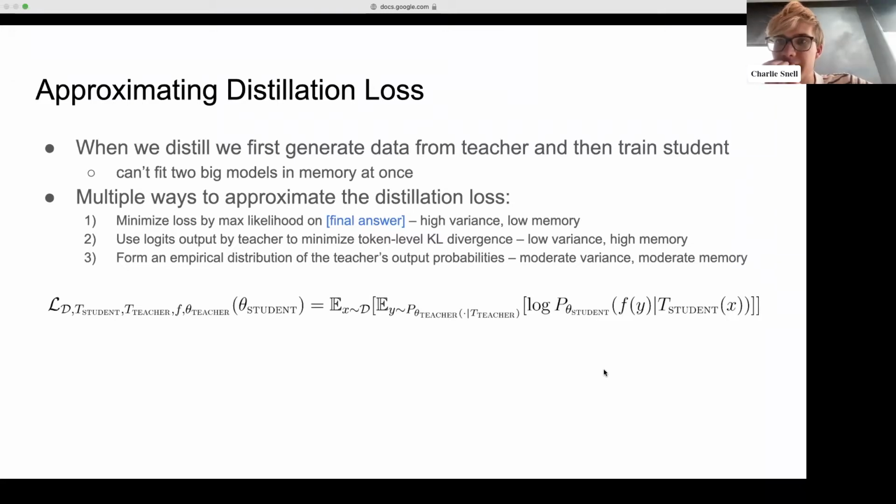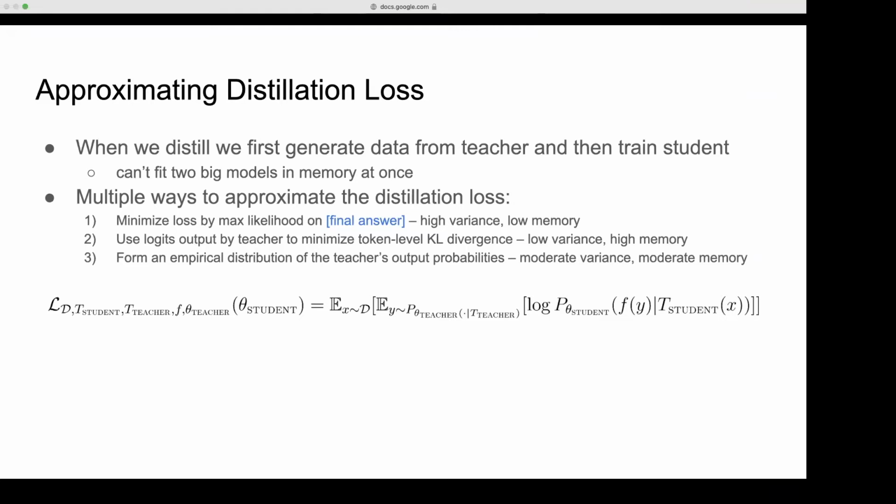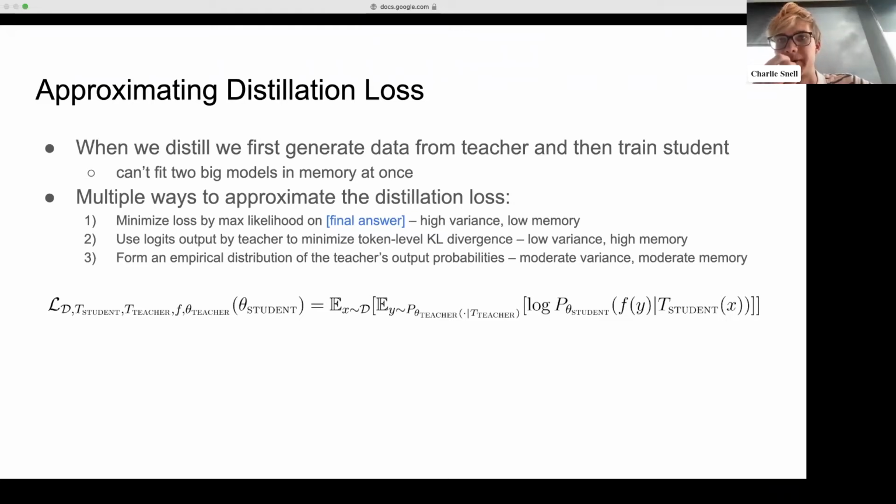Yeah. You sample them according to their probability, or? Yeah. Okay. So it's like an unbiased approximation.